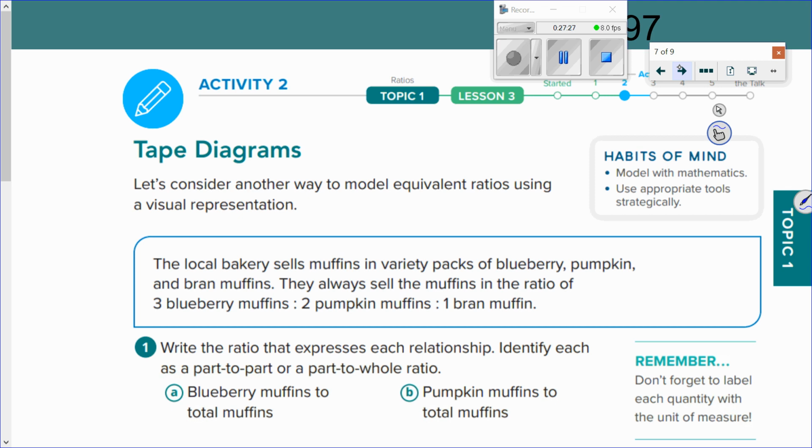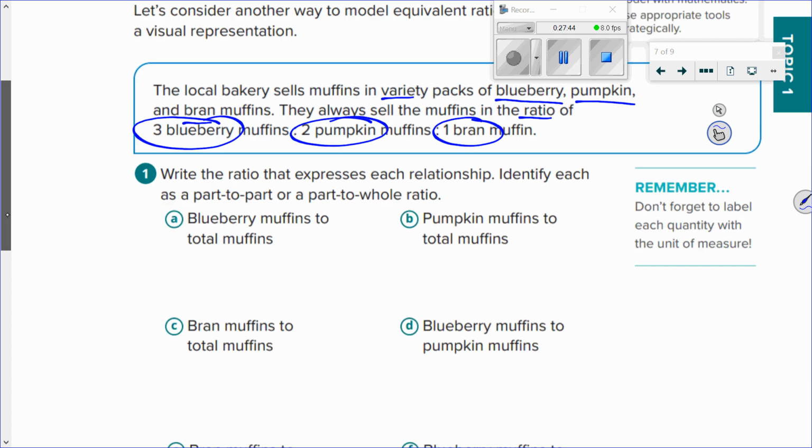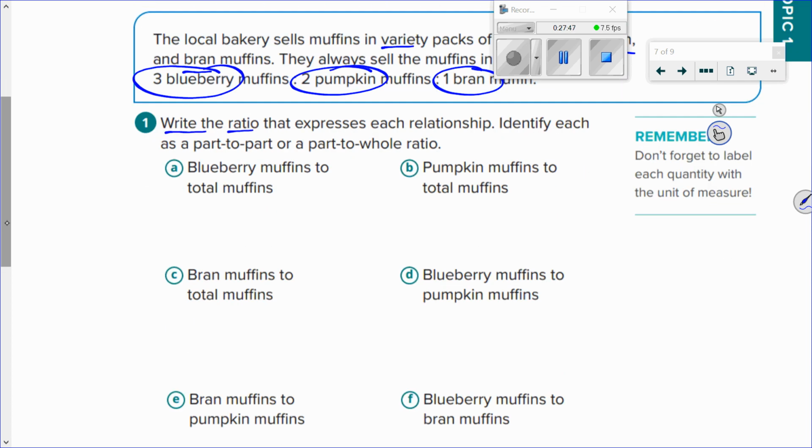Okay, we're going to do another one. We have a variety pack of blueberry, pumpkin, and bran muffins. They always sell the muffins in a ratio of 3 blueberry to 2 pumpkin to 1 bran. So we're going to write the ratio that expresses each relationship, and we have to identify it as a part-to-part or part-to-whole ratio. Does it say anything about modeling or tape diagrams? No. So do I need any pictures? No. So all I'm doing, guys, is writing the ratio.